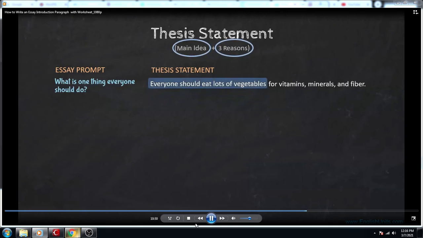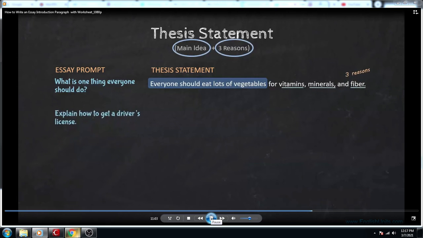In this thesis statement, the main idea is that everyone should eat lots of vegetables. The 3 reasons people should eat vegetables are for the vitamins, minerals, and fiber. So remember that the controlling ideas, just like the controlling idea in the topic sentence, ask questions. So, everyone should eat lots of vegetables. Why? For example, why? So the answers will be for vitamins, minerals, and fiber. So the controlling idea or ideas usually ask questions.